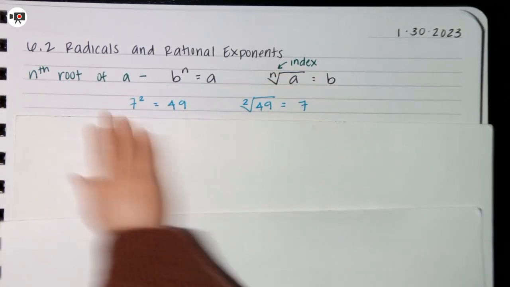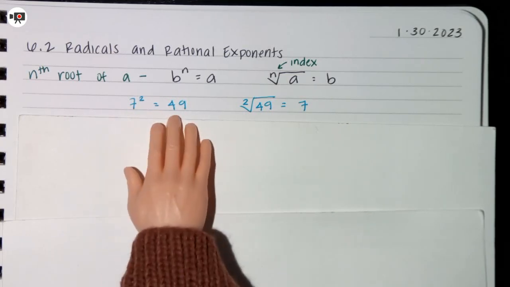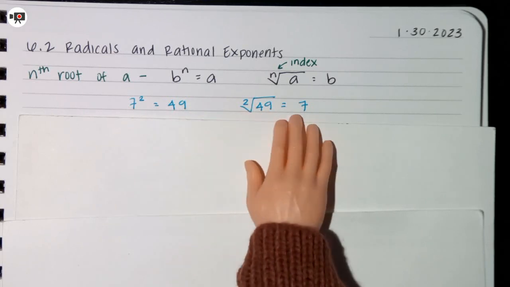I can rewrite this with numbers. It makes it a little easier to understand. So 7 squared would be 49. If I take the square root of 49, that's 7.